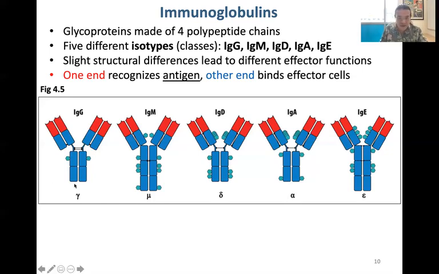Right? So one end of this Y shape, these 2 arms, recognizes antigen. The other end, the stem end at the bottom of the Y, binds to effector cells. Right? This would be the end that the immunoglobulin would be attaching to the surface of the B cell to start off with, as the B cell is making the receptor form of it. Right? That's the stem that anchors it to the surface. And then later, if the B cell turns into a plasma cell and makes a free-floating antibody version of this, these Ys are floating around, right? The red antigen binding arms would attach to the surface of the bacteria, and the other stem part of the Y would be sticking out. So other effector cells can benefit from that and latch on to the stem parts.